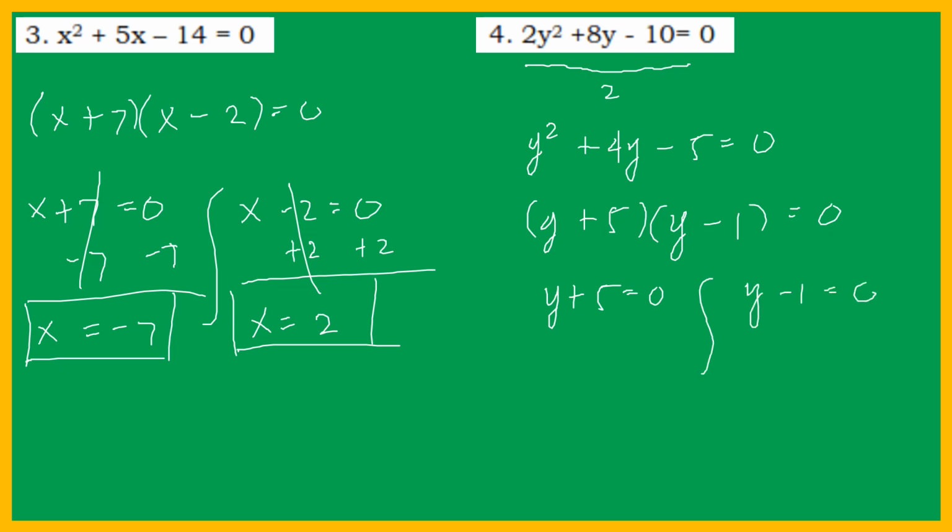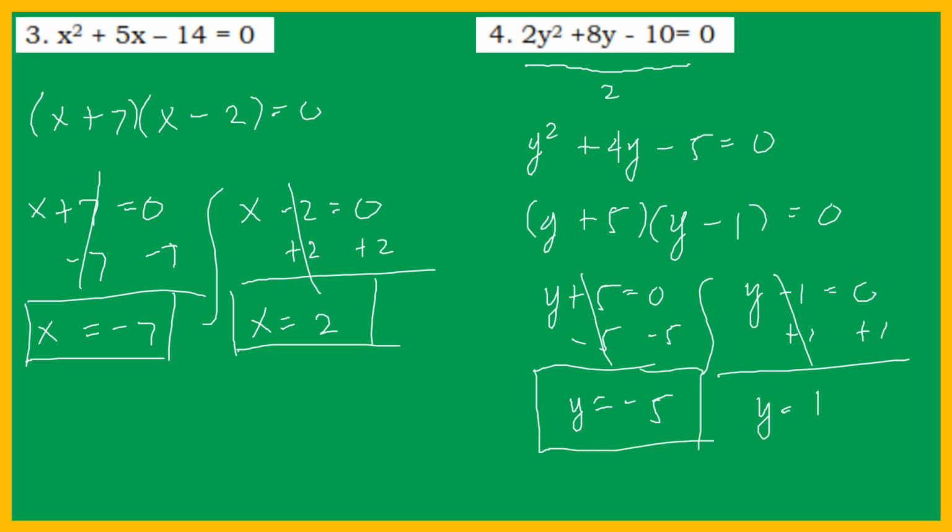Then, solving for y, we add negative 5 on both sides. Cancel na to. So, y is equal to negative 5. And then, y minus 1. So, we add positive 1 on both sides para makancel yung 1. So, y is equal to positive 1. And that is our solution of the given quadratic equation.